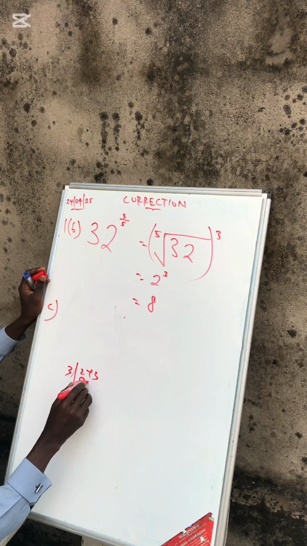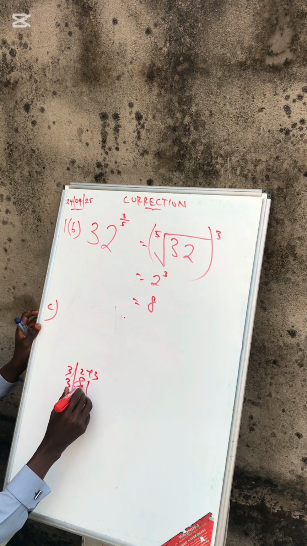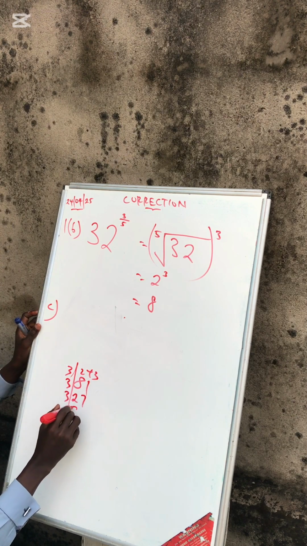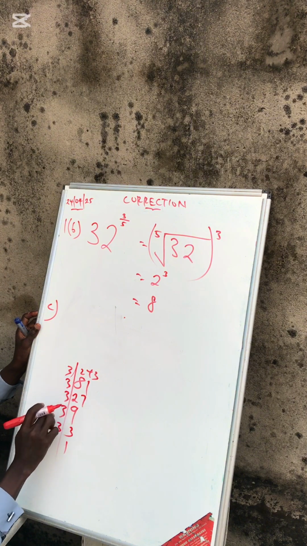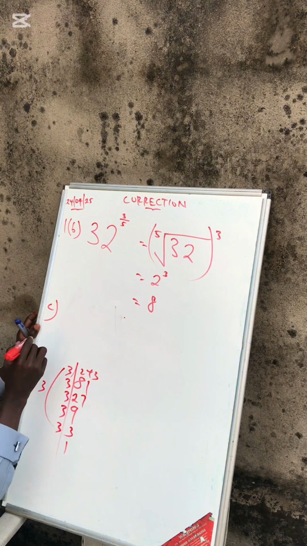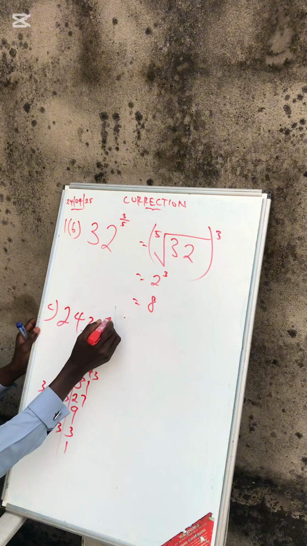3 in 24, 8. 3 in 3, 1. 3 in 81, 27. 3 in 27, 9. 3 in 9, 3. 3 in 3, 1. 1, 2, 3, 4, 5. So the fifth root is 3. Exactly. So 243. You can even use 2 lines.